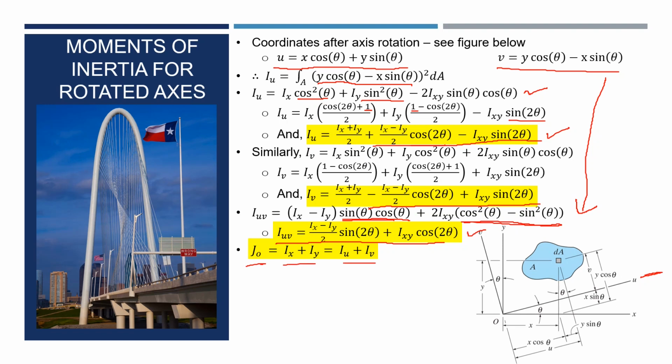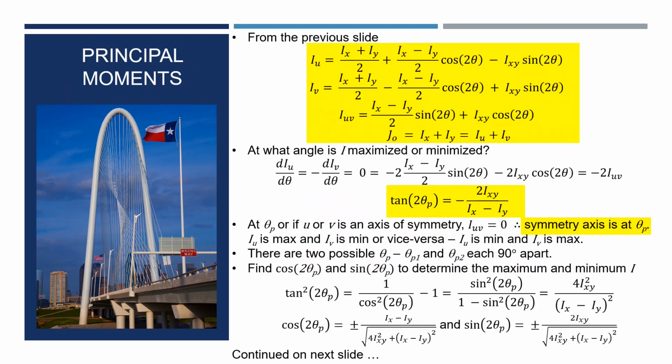If we notice, remember I said that I sub u is this, the Ix plus Iy over 2 plus an expression. I sub v is this minus the same expression, so we're just adding these two together to get the J, which works out to be Ix plus Iy. So J doesn't change between the two coordinate systems. Now the question to ask, what is this good for?